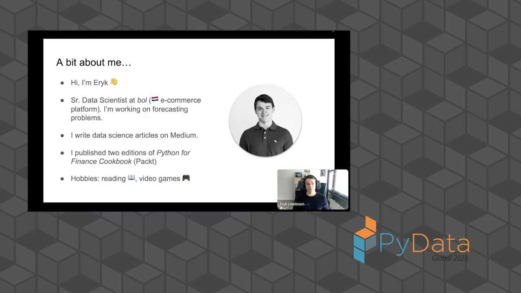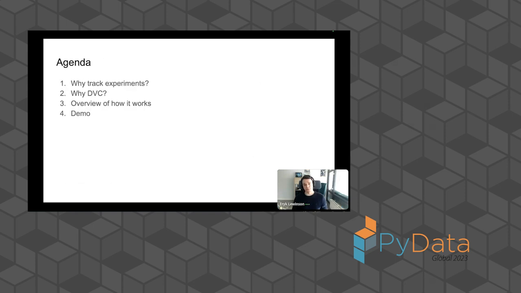So first, a bit about myself. My name is Eryk, and I work as a data scientist at Bol, which is the largest e-commerce platform in the Netherlands. Outside of my work, I also write articles about data science. This actually led me to publishing 2 editions of my book. And in my spare time, I like to read and play video games.